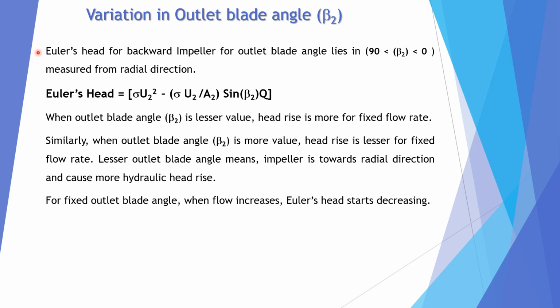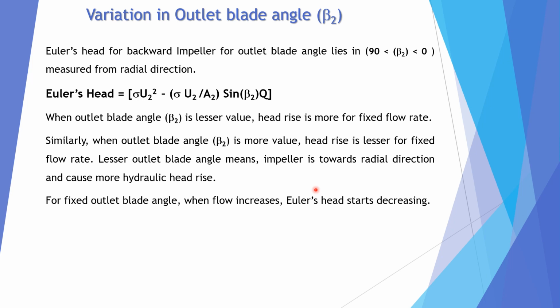for a backward impeller, the outlet blade angle, that is beta 2, lies between 0 to 90 degrees, measured from radial. So Euler head is sigma u2 square minus sigma u2 by A2 into sine beta 2 into Q. So when outlet blade angle beta 2 is a lesser value, sine beta 2 will be lesser, so the whole term will be larger. So head rise is more, that is Euler head is more for fixed flow. Similarly, when outlet blade angle beta 2 is more, then sine beta 2 will be more, so the subtracted term will be more and the head will be less. And so head rise, that is Euler head, will be lesser for fixed flow.